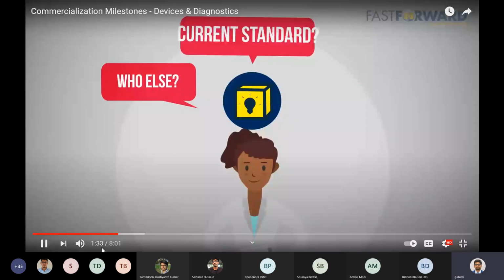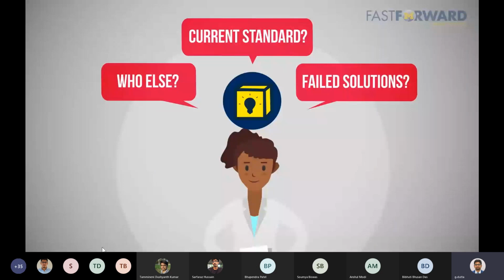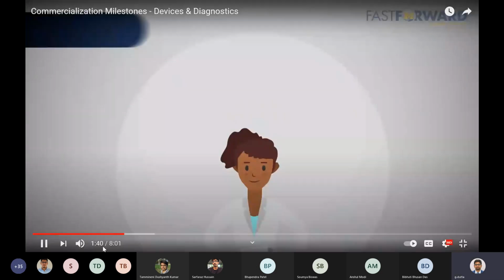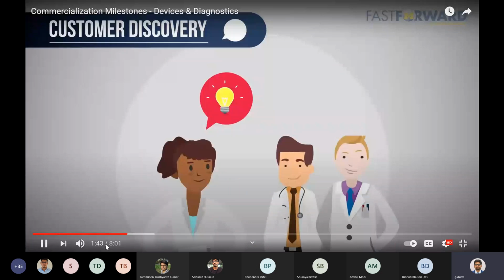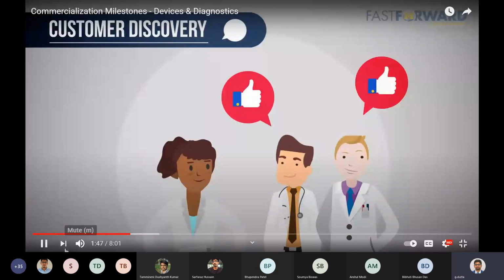The best way to find out if your idea is viable is to ask people, or customer discovery. Test what you think the problem is and if your idea will solve it by asking potential customers. So this way you have to find out some solution.